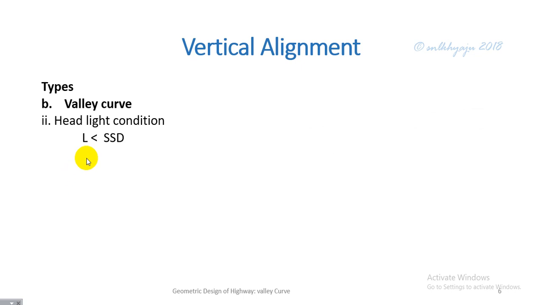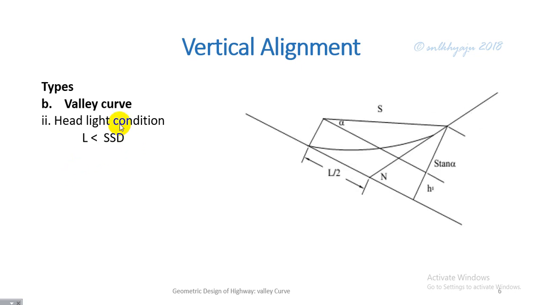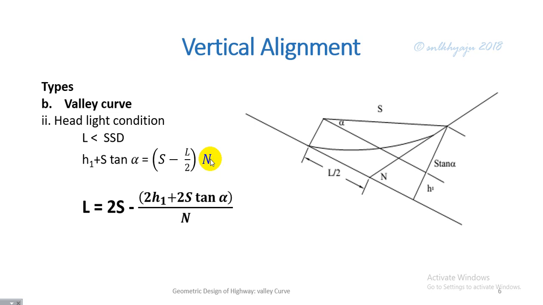Similarly, when the length of the curve is less than the stopping sight distance, that is, the sight distance is larger than the curve length, then for this relation we use h1 plus S tan alpha, which is the angle component of the remaining distance, that is S minus L by 2 into N. Finally, we calculate the relation L equals twice S minus (twice h1 plus twice S tan alpha) by N, where h1 equals 0.75 and alpha equals 1 degree.